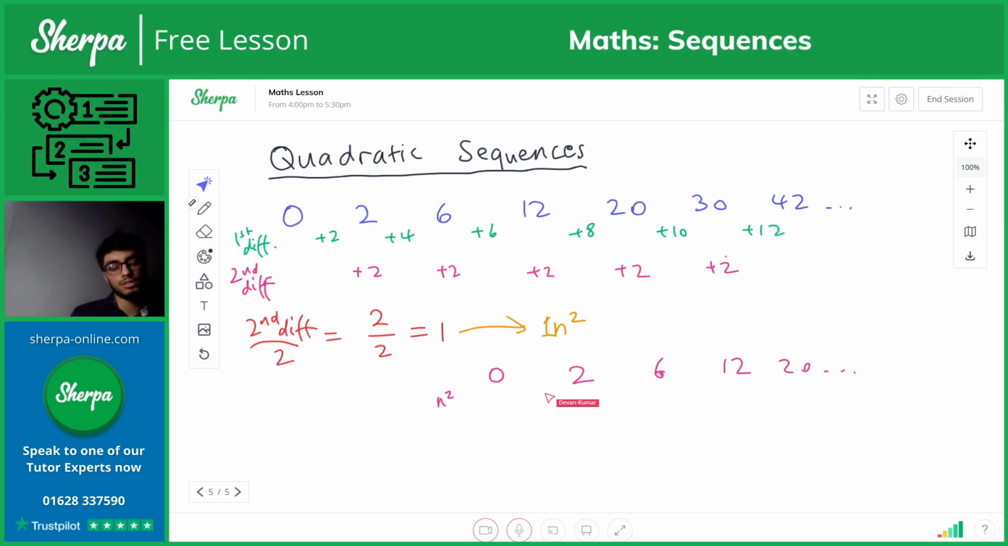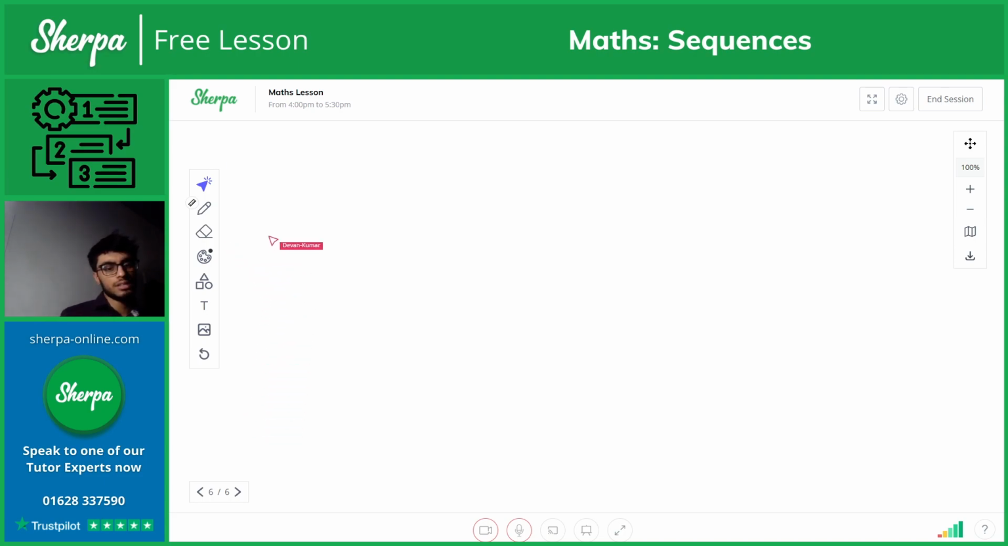Right, let's compare it to the sequence n squared. Now, let's think, what is a sequence n squared? We're going to do this on the next page. What is a sequence n squared? Well, let's say the nth term is n squared. That's what we're saying. So what does this mean?